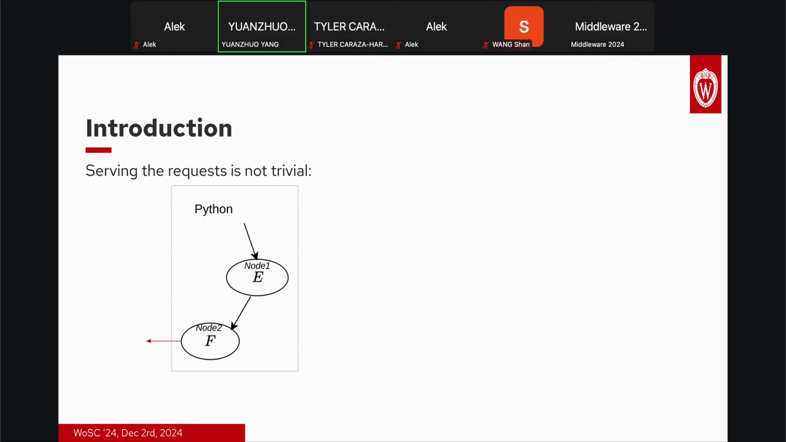And serving the request with a hierarchical tree is also not trivial. If E and F have no dependency relationship, then for a request that requires F but not E, can node 2 fork a new child and serve it? The answer is no, because we assume that package E is malicious.